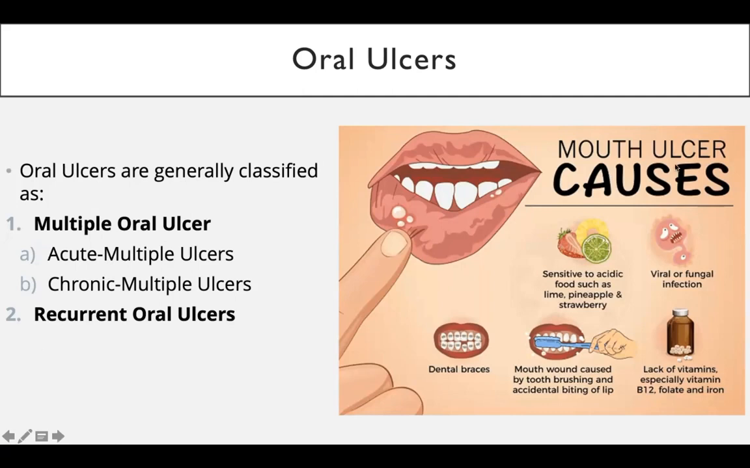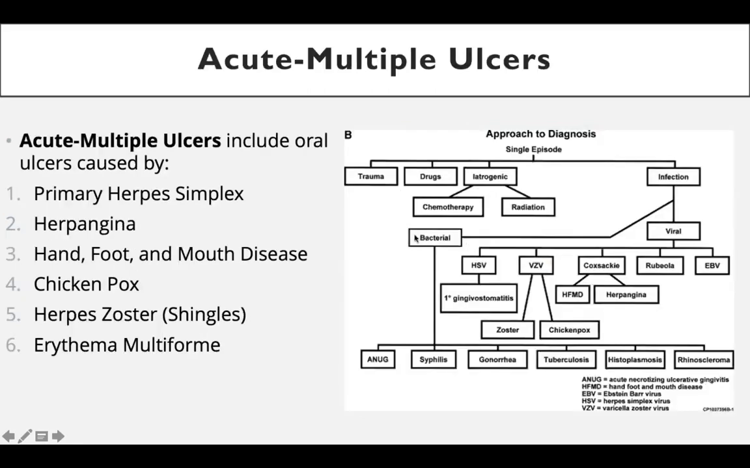And then on the right side, we have causes of mouth ulcers, which were acidic food, lime, pineapple, strawberry, more citrus fruit, viral and fungal infection, you know some of them, and then dental braces, mouth wounds, lack of vitamins, especially B12, folate, and iron. And then we had started with acute multiple ulcers, and the causative agents included primary herpes simplex virus, herpes angina, Coxsackie, hand, foot, mouth disease, chickenpox, herpes zoster shingles, and erythema multiforme.